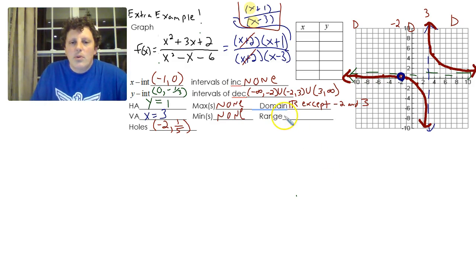The same thing is true for the range. It's all real numbers because we've got these arrows down and up, except there's a few places where the range does not exist, where there's a limit on the range. That would be the y value of the hole, which was 1/5, and it would be the y value of the asymptote, which was +1. So all y values are possible except 1/5 and +1 in this example.